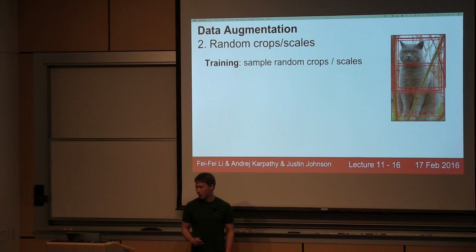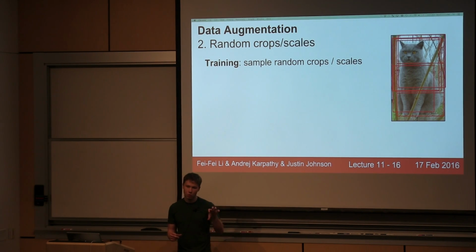Something else that's very widely used is to take random crops from the training images. So at training time, we're going to load up our image, and we're going to take a patch of that image at a random scale and location, resize it to whatever fixed size our CNN is expecting, and then use that as our training example. And again, this is very, very widely used.